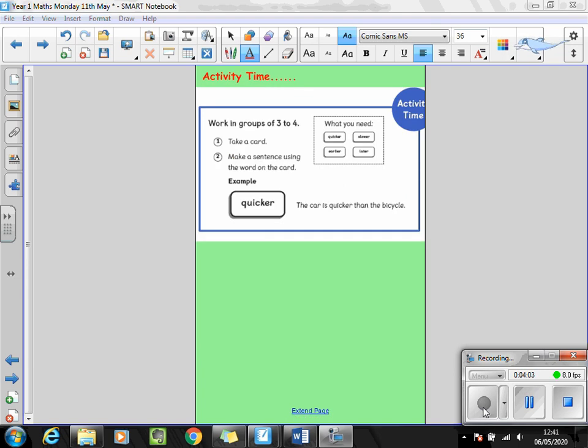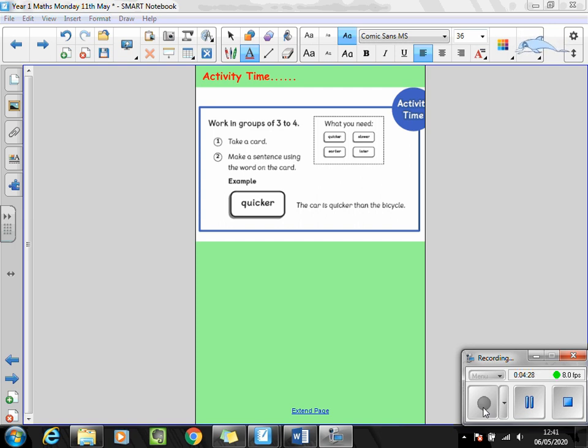Now for a game. For this game, you can work with a partner, or you might want more members of your family to join in. You will need to very quickly make 4 cards. One needs the word quicker, one needs the word slower written on it, one needs the word earlier written on it, and the last card needs the word later written on it.